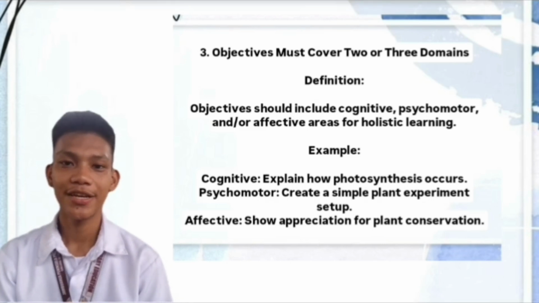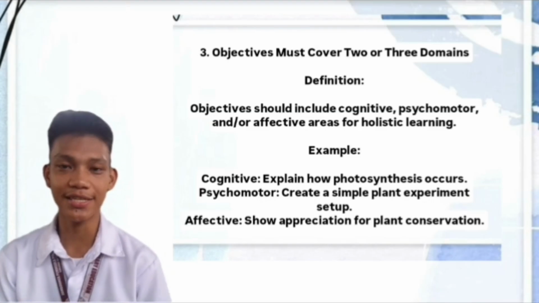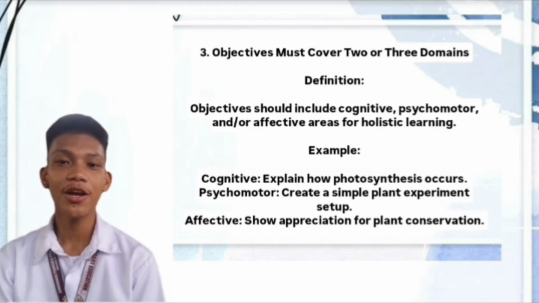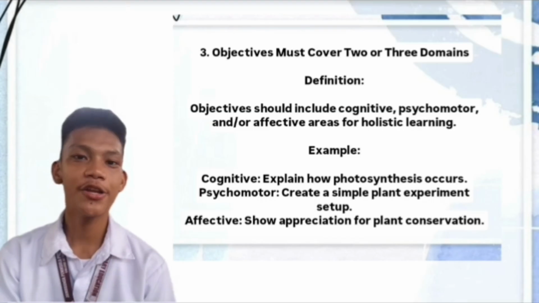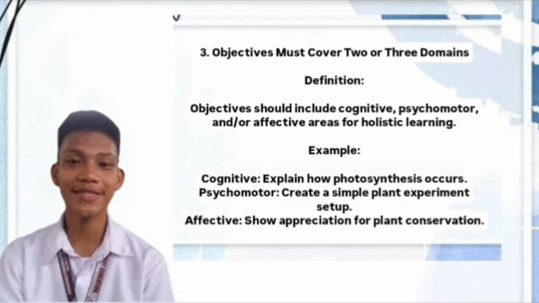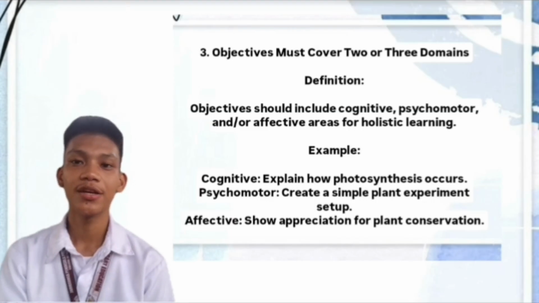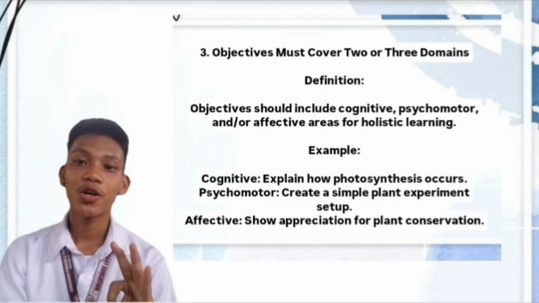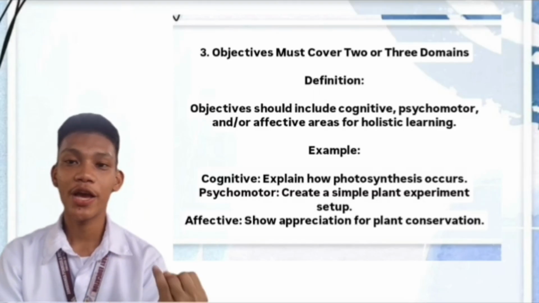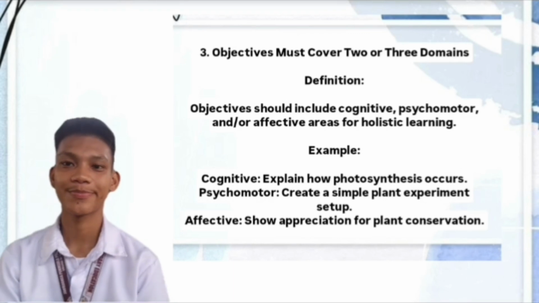For instance, in cognitive, we can say, explain how photosynthesis occurs. In psychomotor, we can say, create a simple plant experiment setup. And of course, in affective, we can say, show appreciation for plant conservation. As you can see here, we have three domains of learning: the cognitive, psychomotor, and affective.